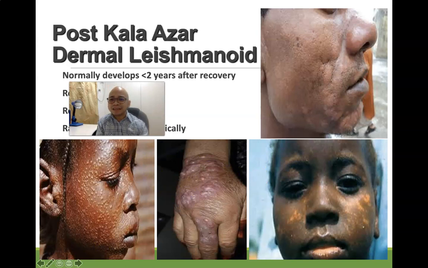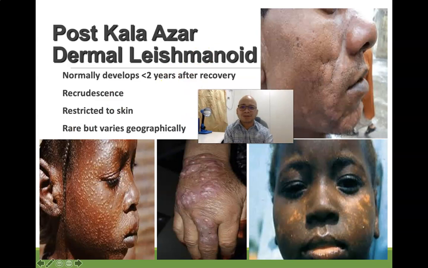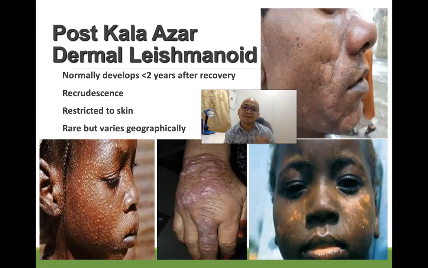Now, there is also post-kala-azar dermal leishmanoid. What does it mean? When you say post, it means that these patients had visceral leishmaniasis before, and it normally develops in less than a year after you have recovered from visceral leishmaniasis. It is an example of recrudescence.